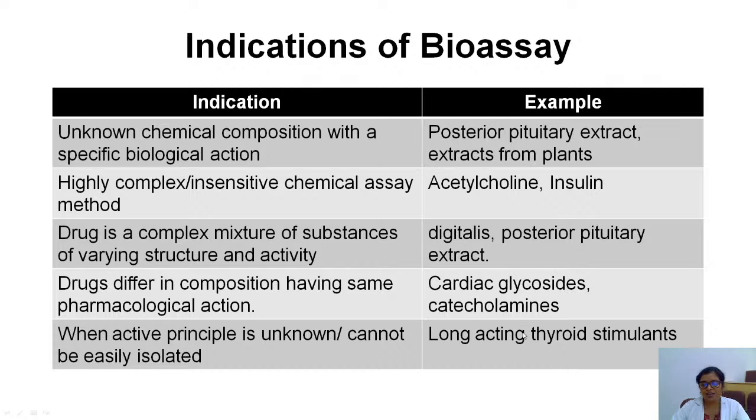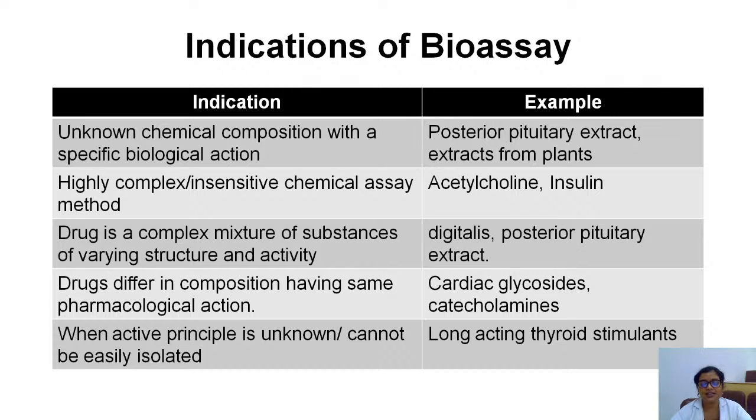So as you can see, the major examples mainly involve biomolecules, the drugs which are biomolecules or biological drugs. For chemical drugs which have a known chemical structure, we generally go for chemical assays, but for these biological drugs, the main thing that we are concerned with is the activity of that substance. Concentration may vary, and concentration is not a reliable indicator of the activity of such substances. So that's why their concentration is always defined in terms of activity inside the biological system.